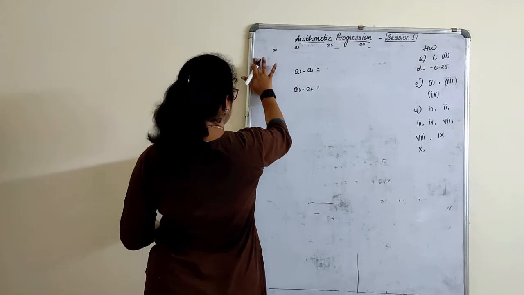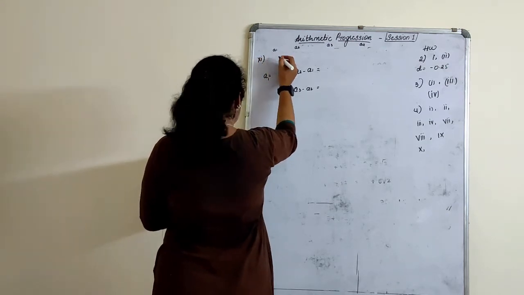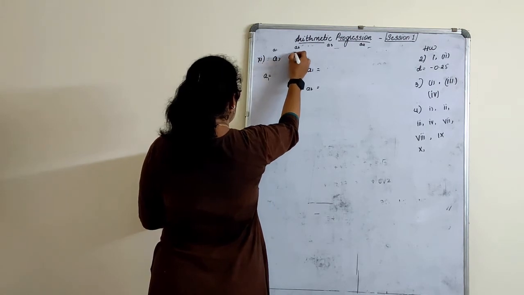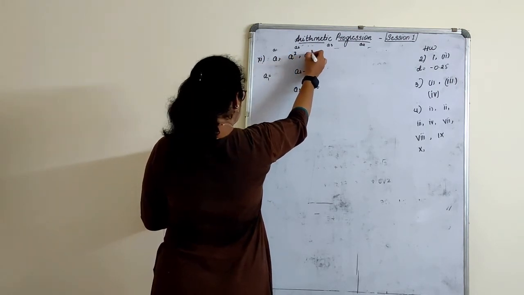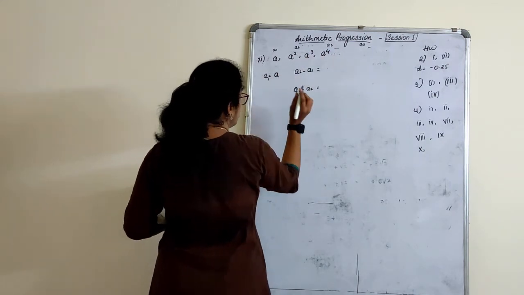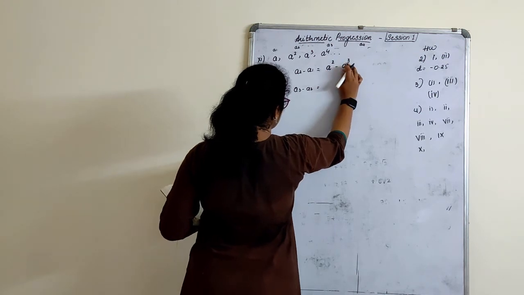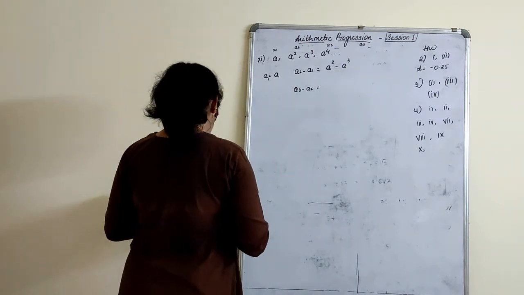So the 10th one is done. The 11th one which I am doing is a, a square, a3, a4, and so on. a1 is a. a2 is a raised to 2 minus a raised to 3. You cannot do anything with this, children.